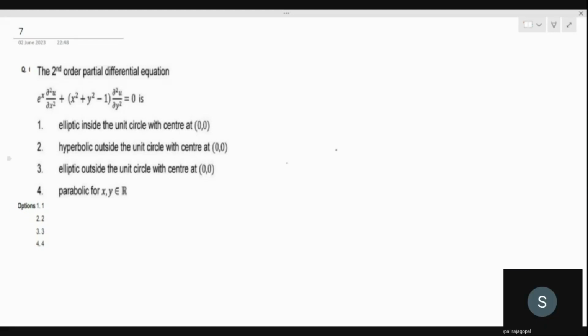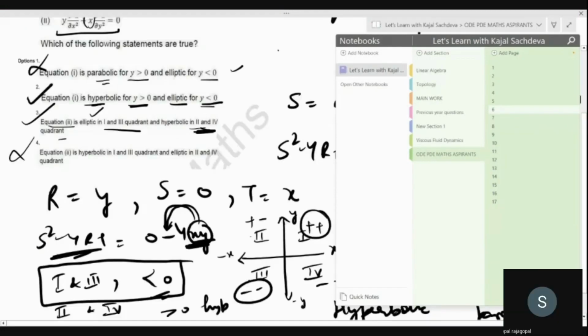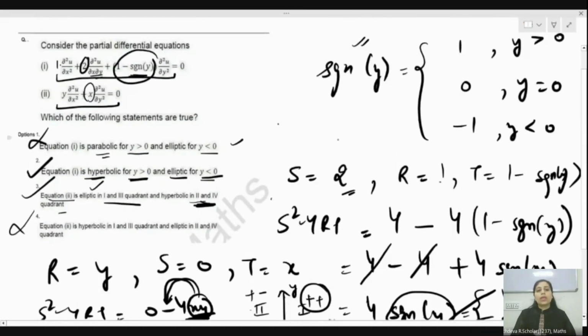One time repeat this problem. Yeah, we are repeating again. One time repeat this. Okay, sure. So here we have two equations.